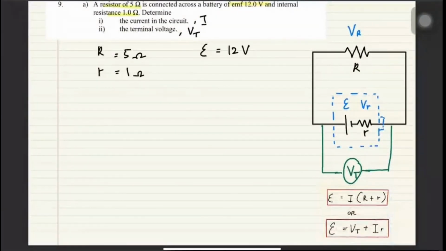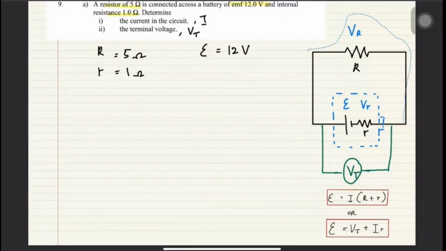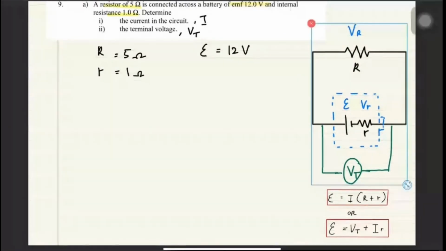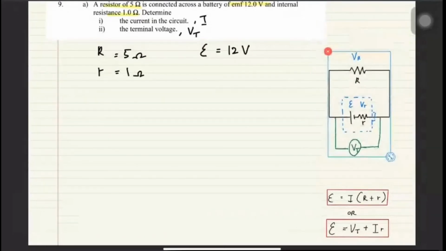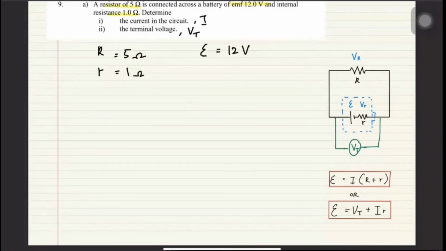The first question asks for the current in the circuit. Which equation do you want to use? Top or bottom? The top equation. Yes, you can use the top equation. If you look at the graph, the top equation I wrote earlier: epsilon equals I R plus r.